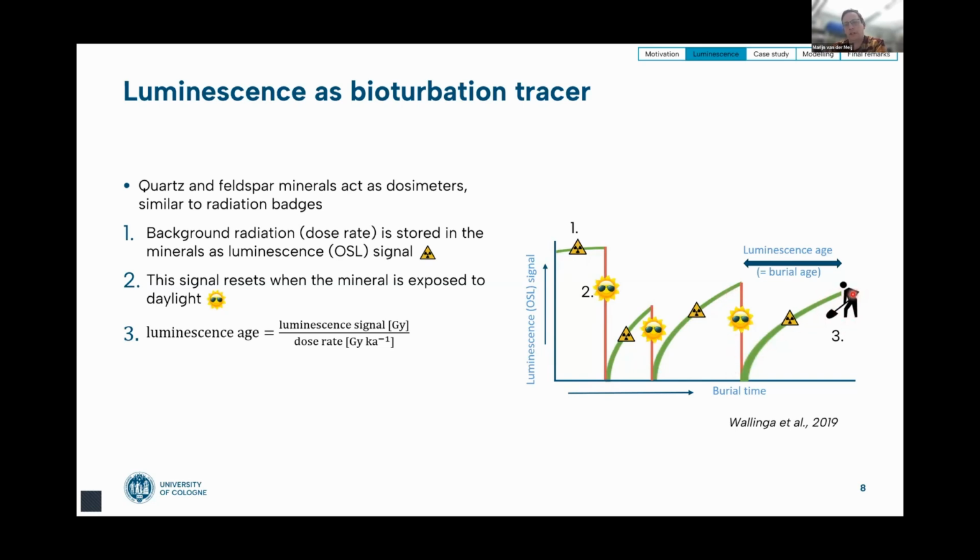At this point, we can measure the luminescent signal of the grain and the background radiation, the dose rate, and then we can determine how long this grain has been buried below the surface. The luminescence is a light-sensitive proxy for the burial time of soil particles. We can determine how long they have been buried below the surface depending on their luminescence properties.